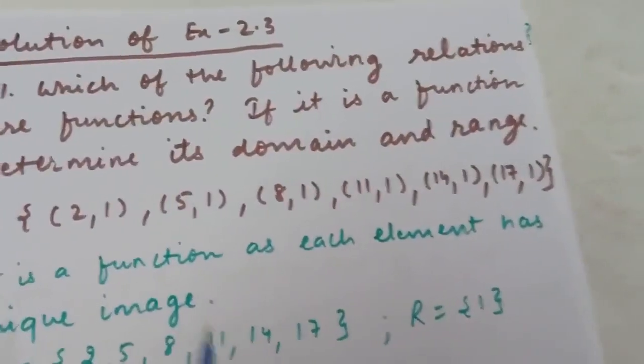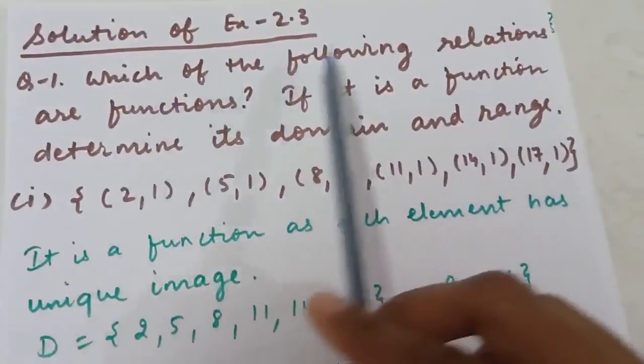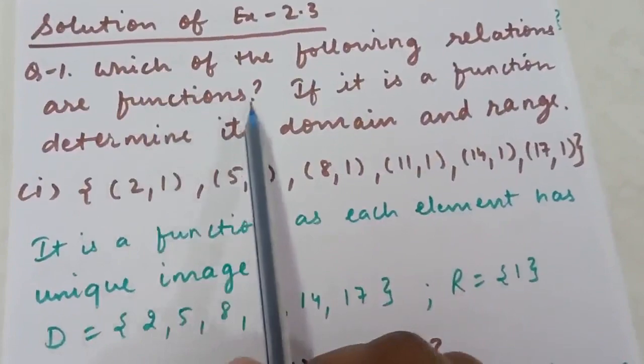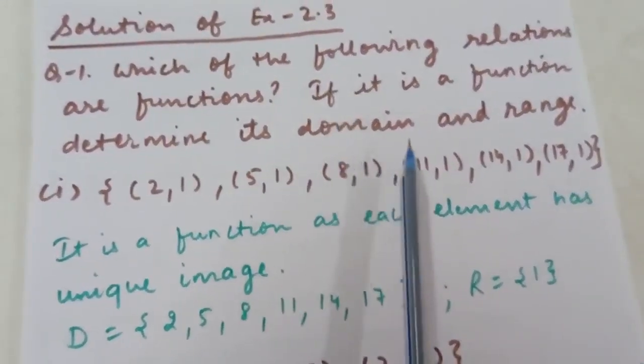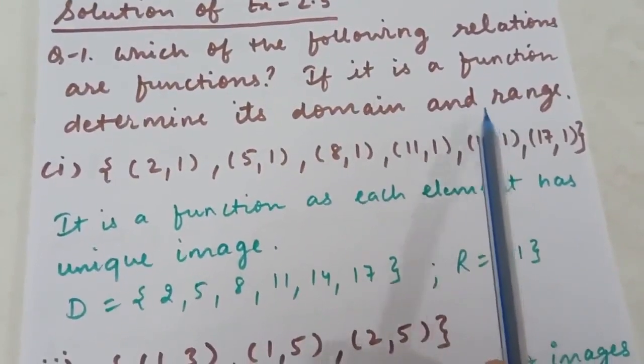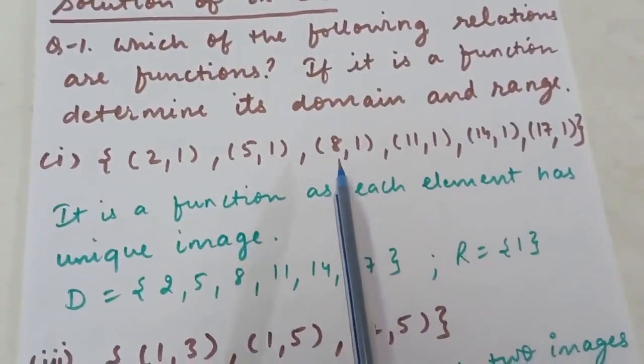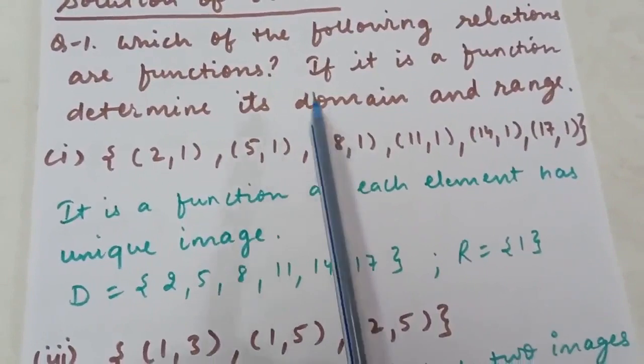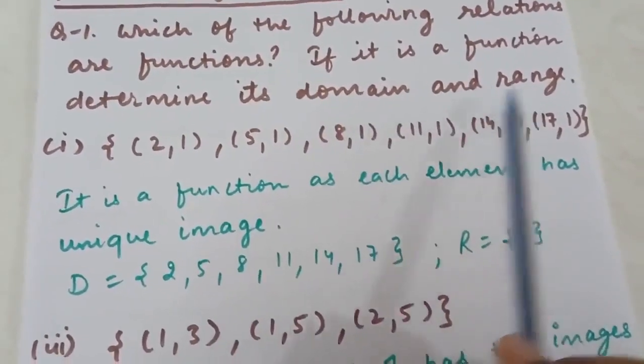Questions of exercise 2.3. Question first. Which of the following relations are functions? If it is a function, determine its domain and range. First we have to check whether the given relations are functions or not, and if they are a function, determine their domain and range.